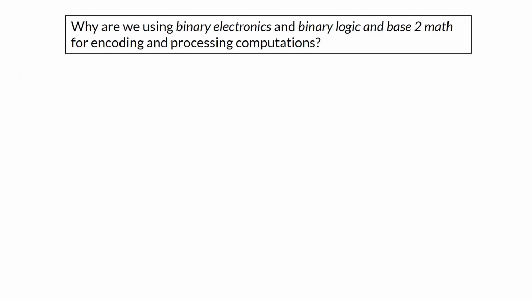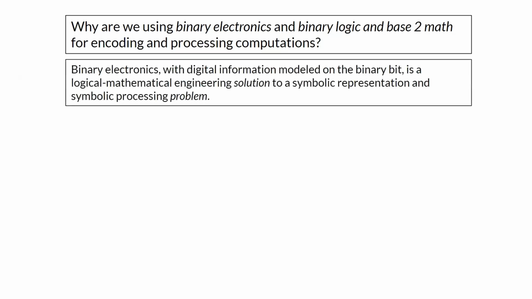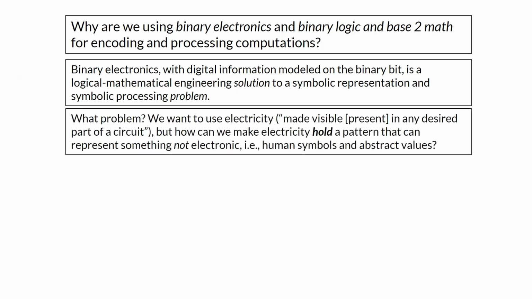Well, why are we using binary electronics and binary logic? We got a snapshot of that earlier, and I think you probably got the idea of this correspondence logic. It's the coolest trick we do with electricity. Binary electronics, with digital information modeled on the binary bit, is a logical, mathematical, engineering solution to a symbolic representation and symbolic processing problem. What problem? We want to use electricity. It's really fast. Even Samuel Morse knew it, right? Electricity made visible, that is present in any desired part of a circuit.